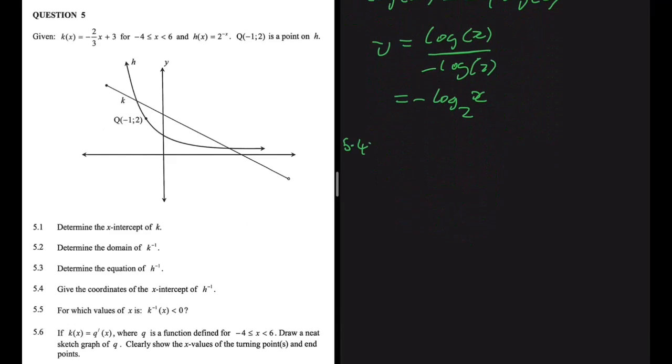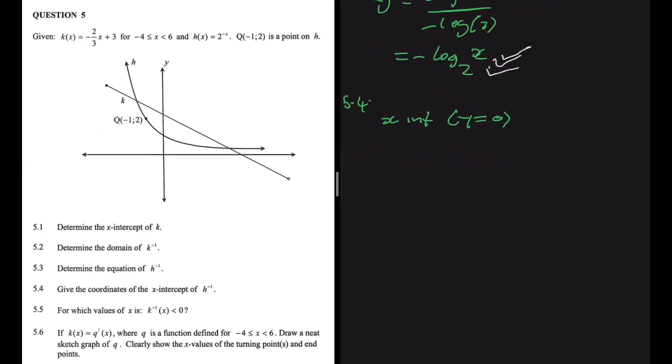And now moving to 5.4. So 5.4 says let's give the coordinates of the x-intercept of h inverse. So again, for the x-intercept, we need y to be equal to 0, right? If we substitute that in our equation, let's not forget that this is the equation of h inverse, we're going to have 0 being equal to minus log of x base 2. So we will divide both sides by minus 1 so that we can get rid of this minus here, right? 0 divided by minus 1 will still just be 0, being equal to log of x base 2.